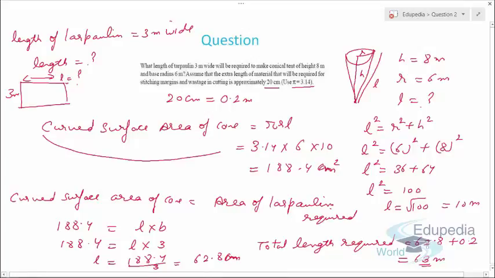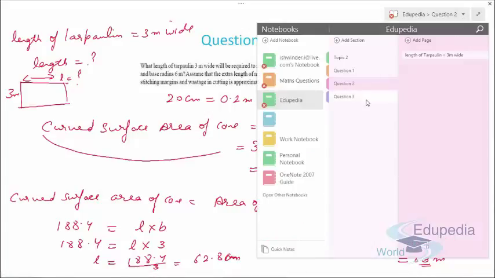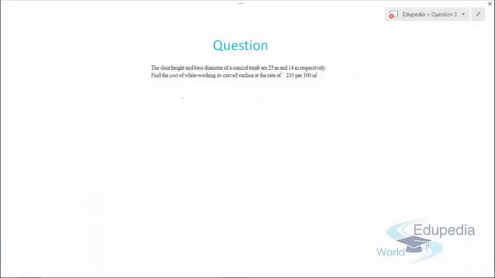So this is how we can use the concepts of cone and surface area of cone to solve various types of problems. So let's discuss the next question, question number 3, which is also the last question of this video. Now it's given that the slant height and the base diameter of a conical tomb are 25 meter and 14 meter respectively. We need to find the cost of whitewashing its curved surface area at the rate of 210 per 100 meter square. So let's see how we can do this question.